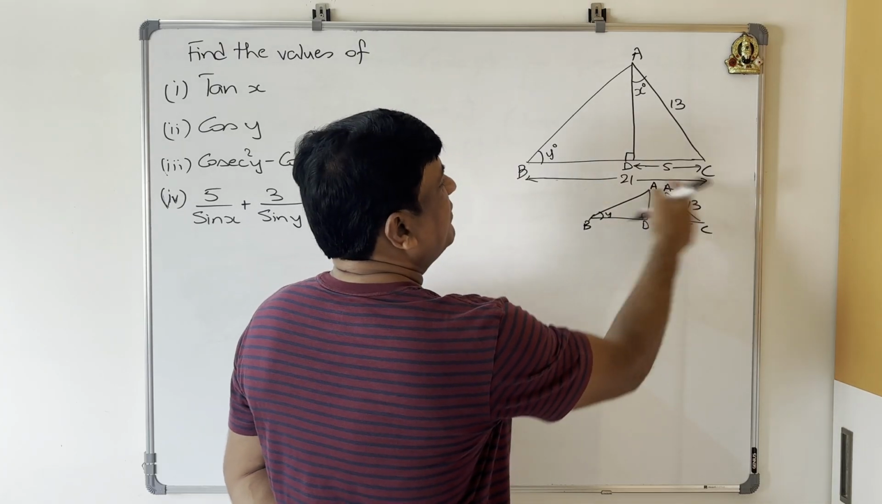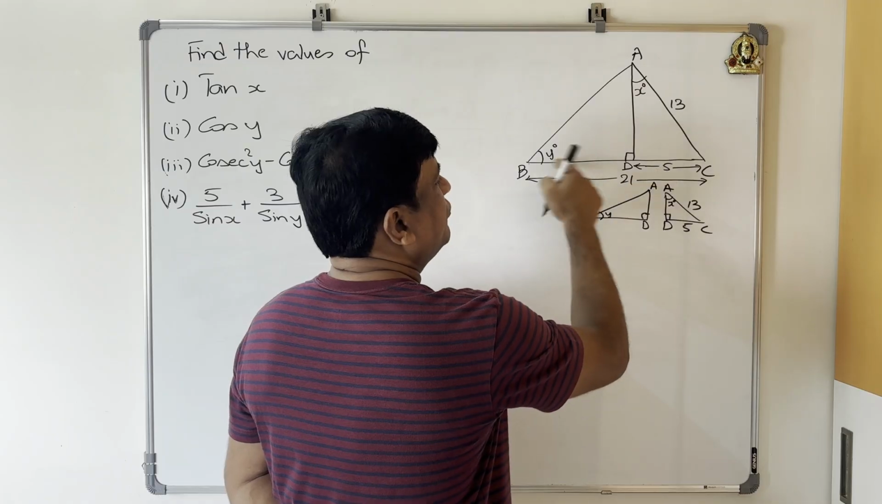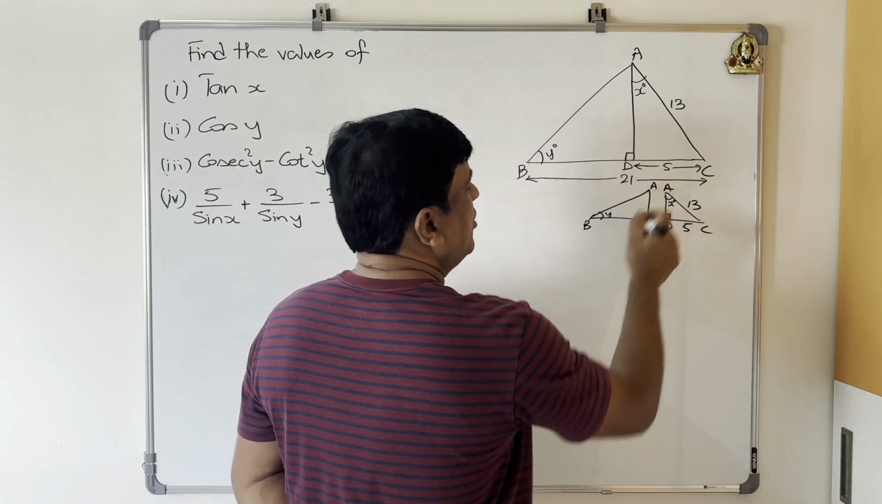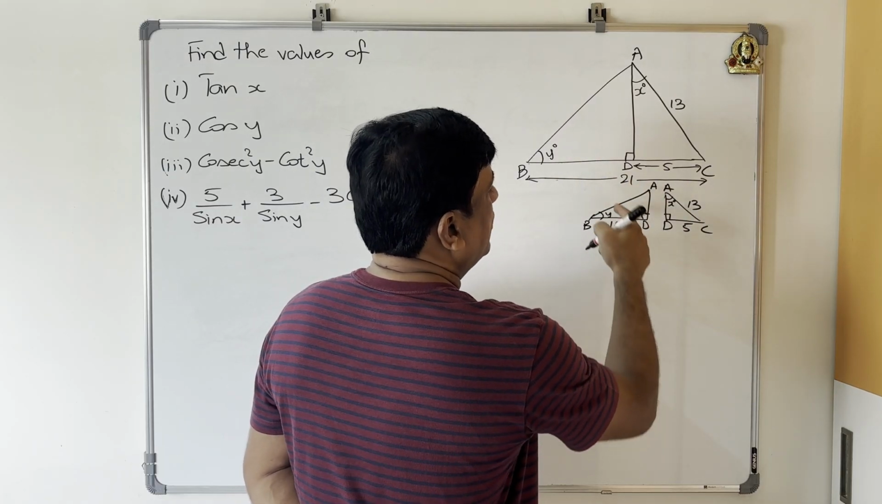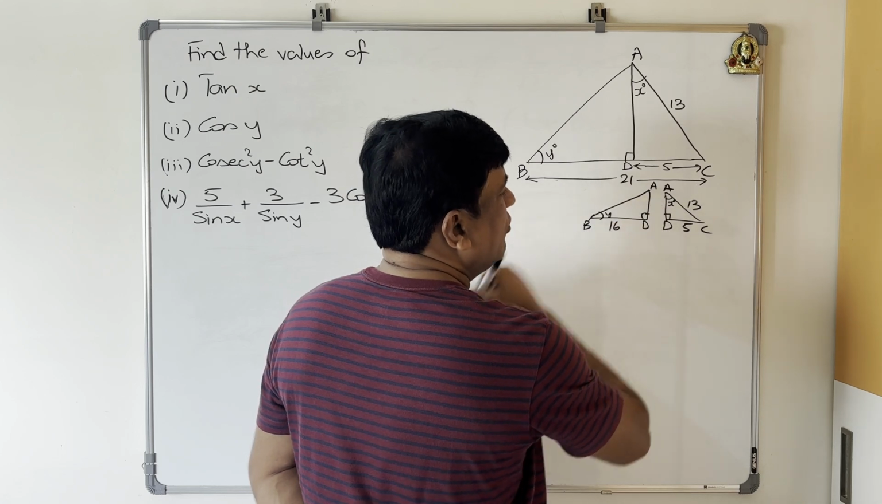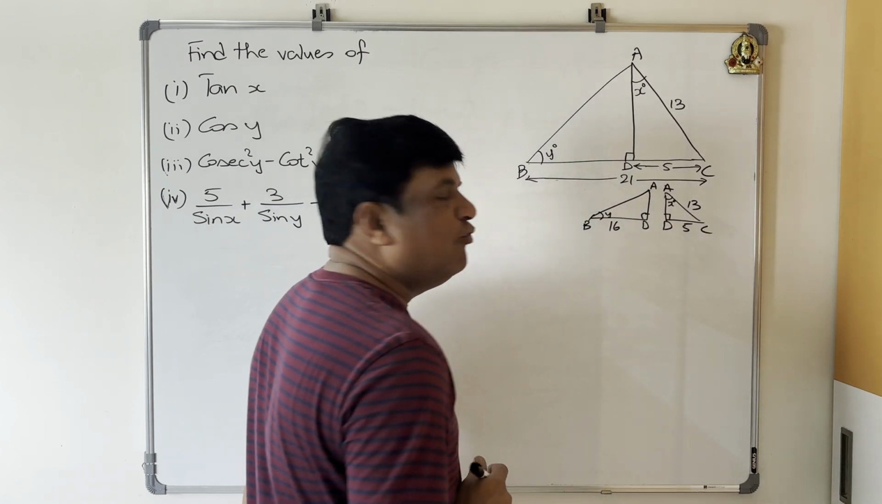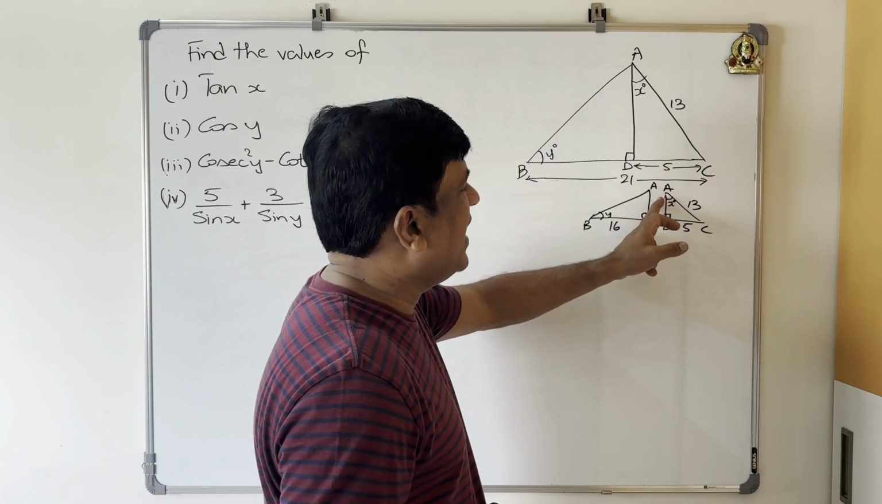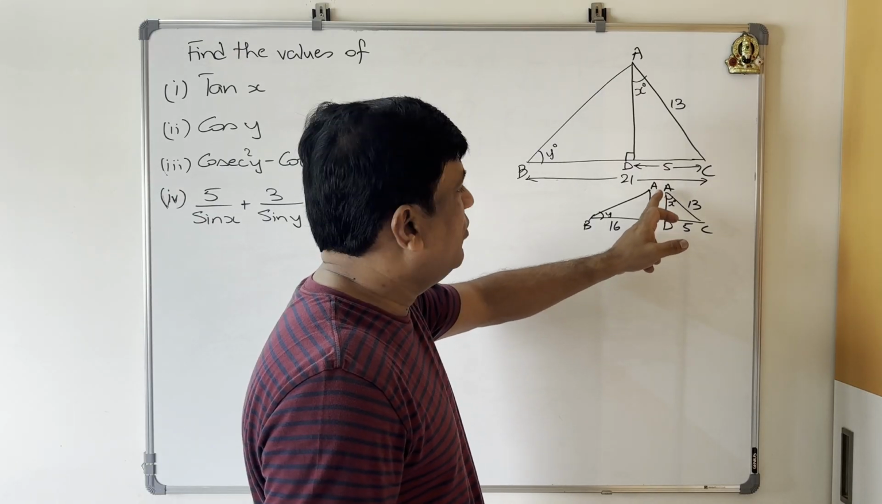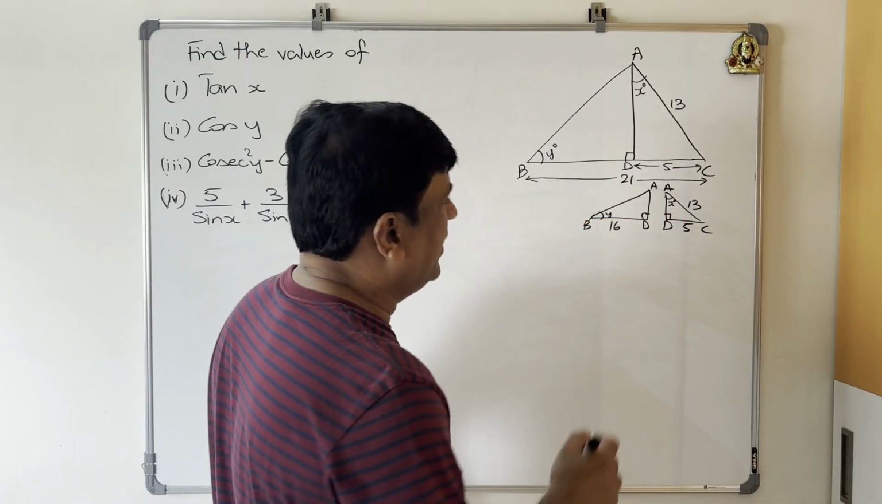They have given the entire length as 21. So this length will be 21 minus this one, so this becomes 16. We don't know the length of this one and we don't know the length of this one. So what do I need to do first? First and foremost, I need to find out the length for this one, by using the Pythagoras theorem. Let's go ahead and do it.